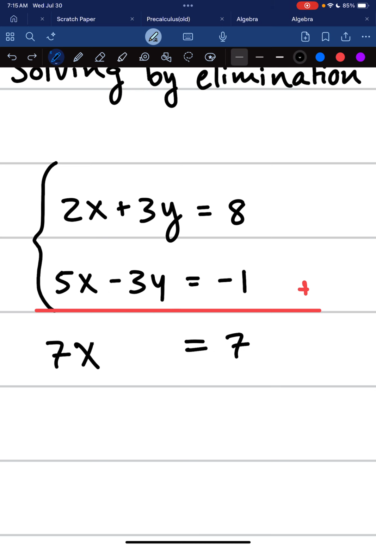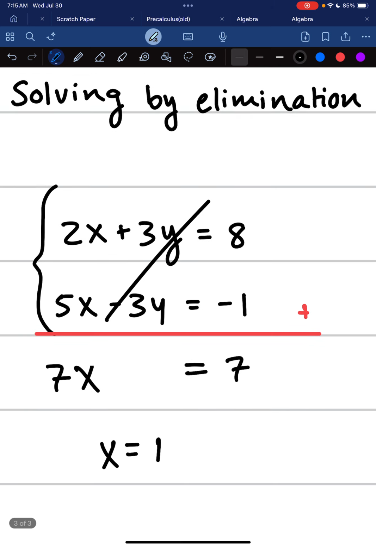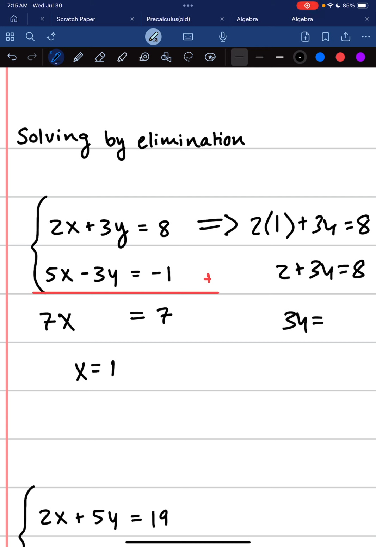They cancel out. So notice how we sort of eliminated the y because they canceled out, right? So we end up with 7x equals 7, and divide both sides by 7, x is equal to 1. Now I can go back to either one of my equations and plug in x and solve for y. So if I go to this one and I plug in x equals 1, I get 2 times 1, 2 plus 3y equals 8, 3y equals 6, and y is equal to 2.